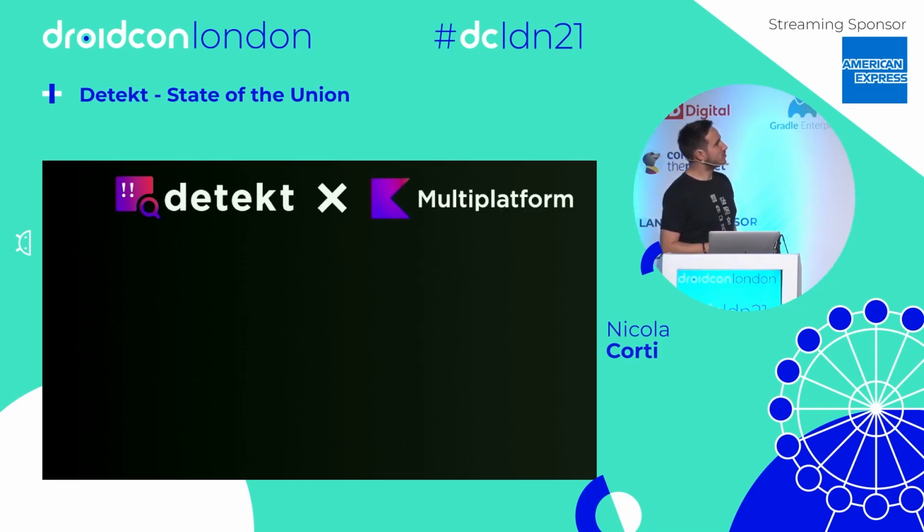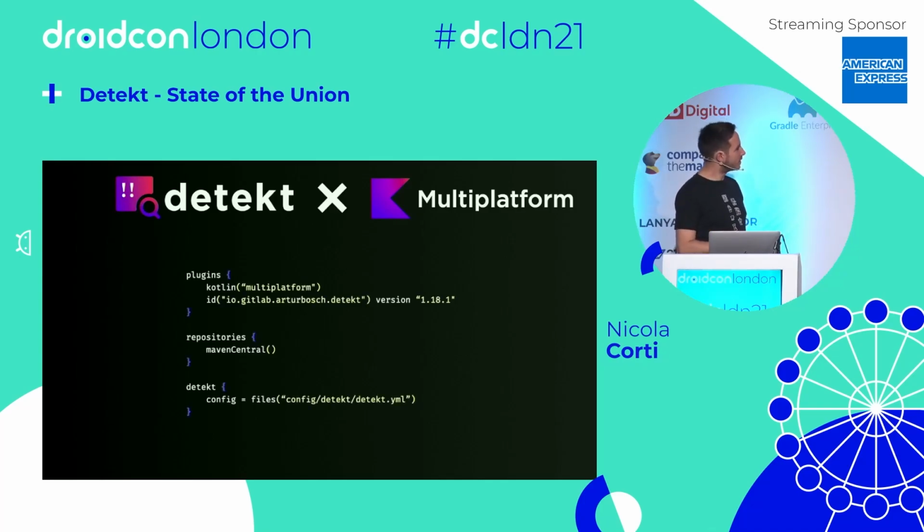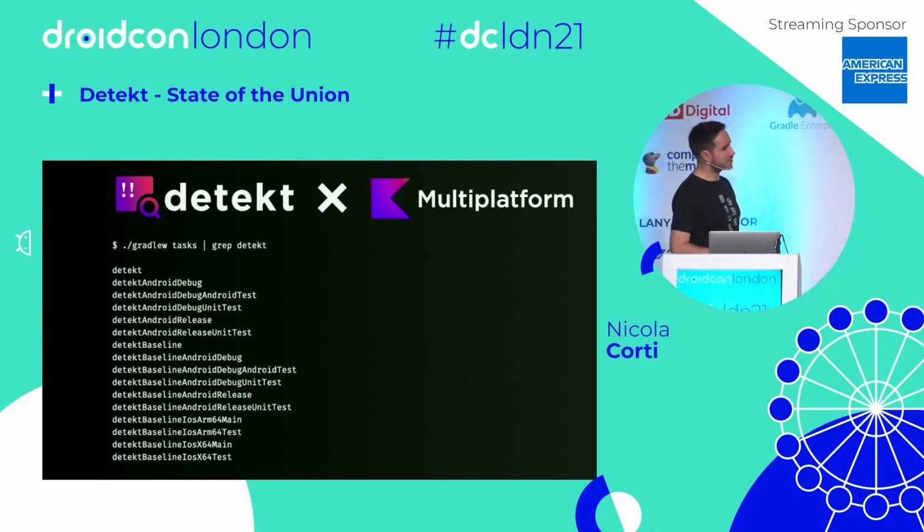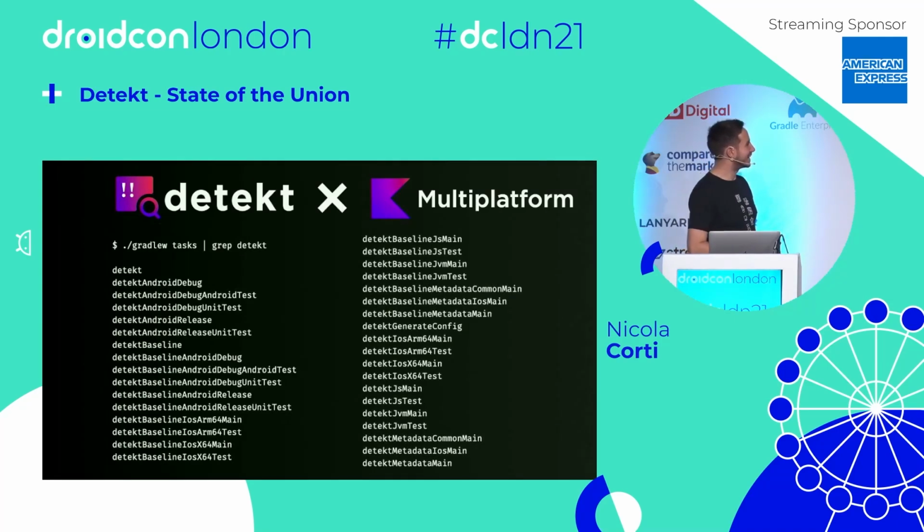Yeah, so we also recently released the Kotlin Multiplatform support. If you have a Kotlin Multiplatform project like this one, and you use the Multiplatform plugin with multiple targets like JVM, Android, iOS, and JS, and you search for tasks, well, we need to do the same stuff. So there are a lot of tasks. It could be confusing, we understand.